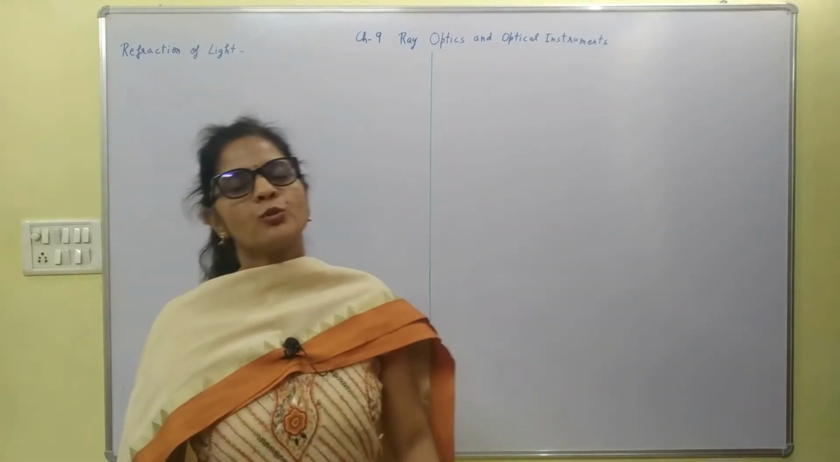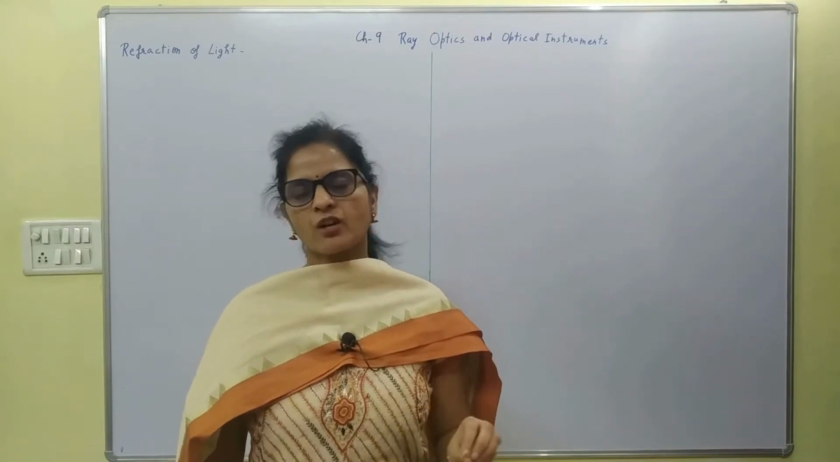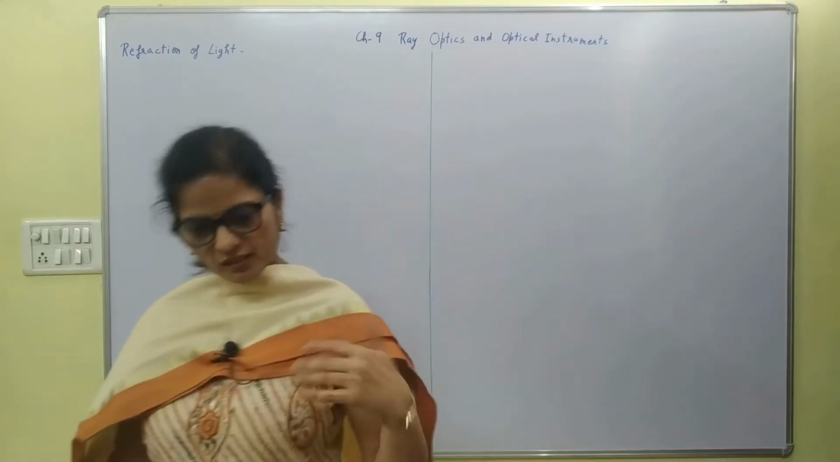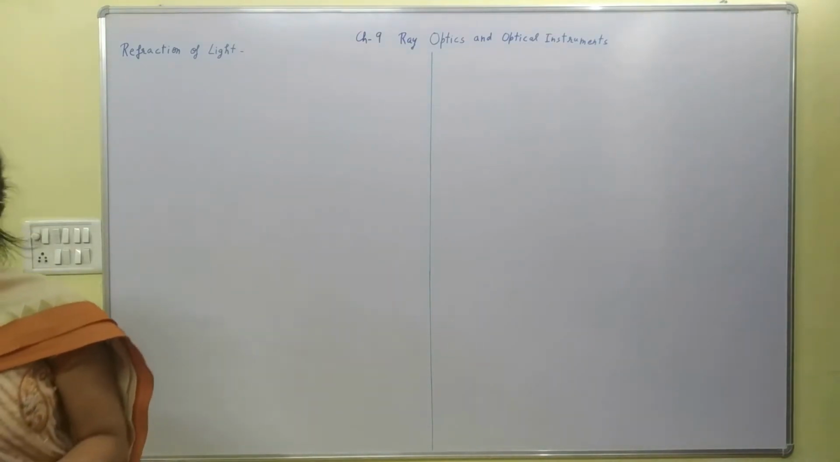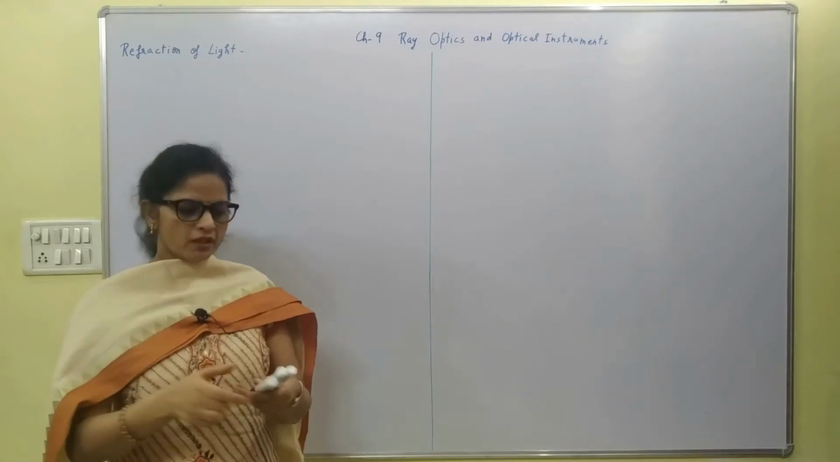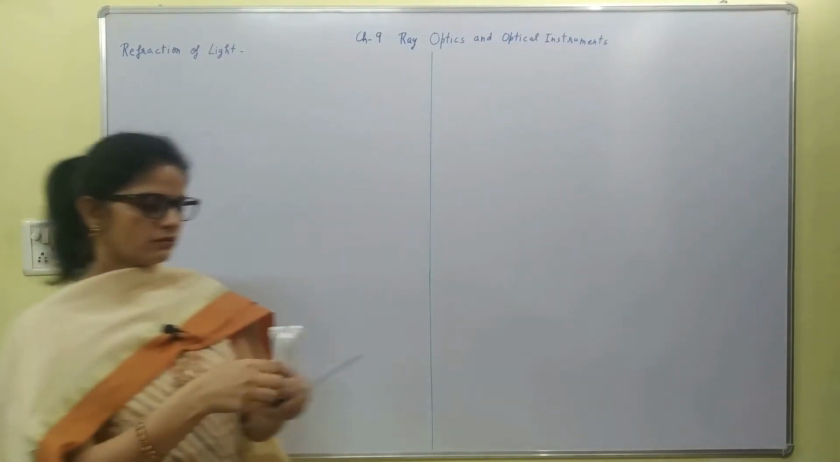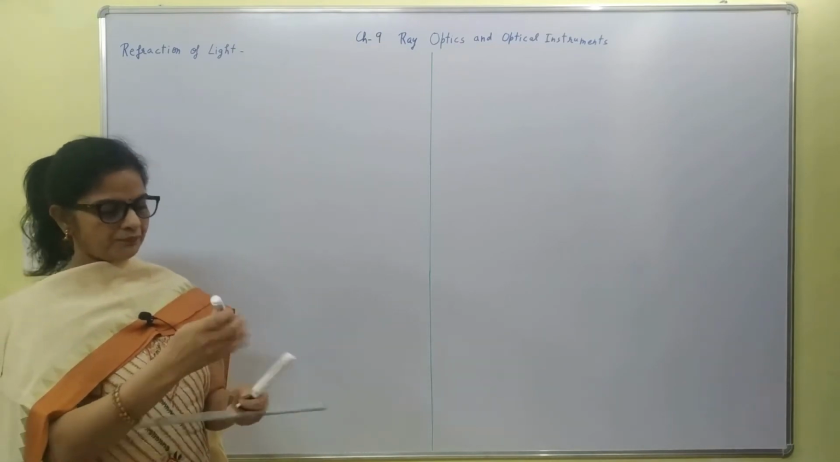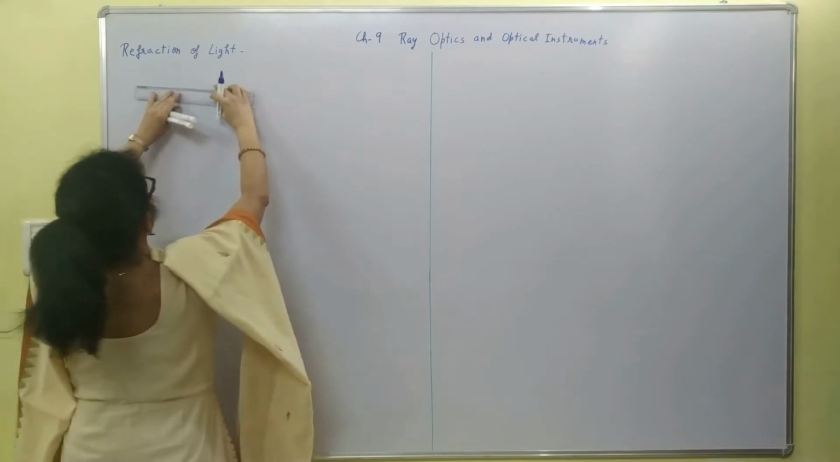Hello everyone. Today we will discuss the refraction of light. Though we have studied its basic concepts in class 10th, let's just recap that. So what is refraction of light? See, whenever a light falls on a transparent interface, a part of it is reflected and a part is refracted.